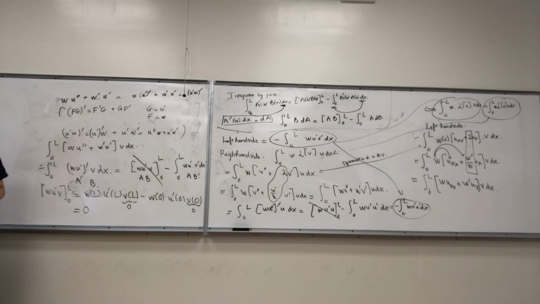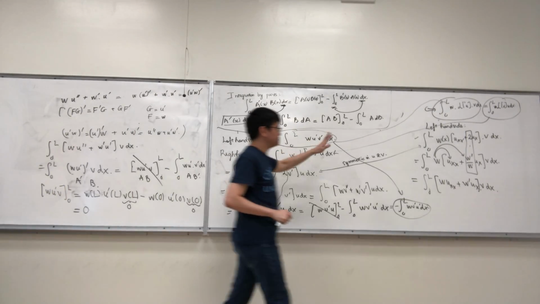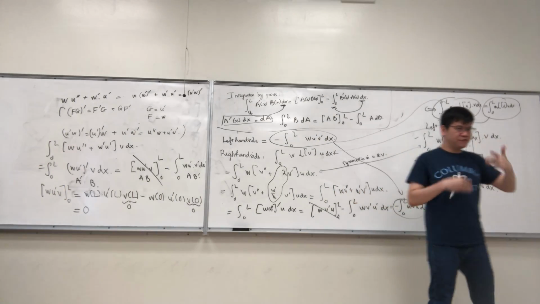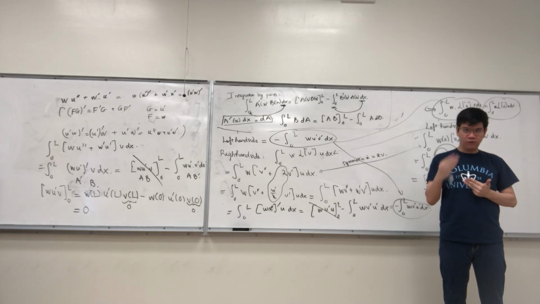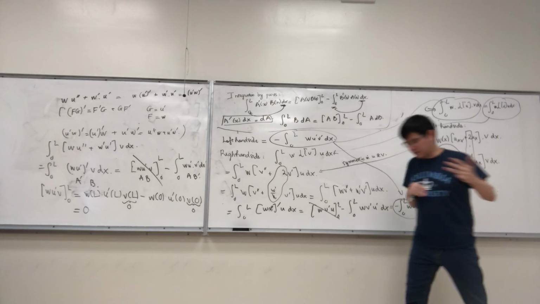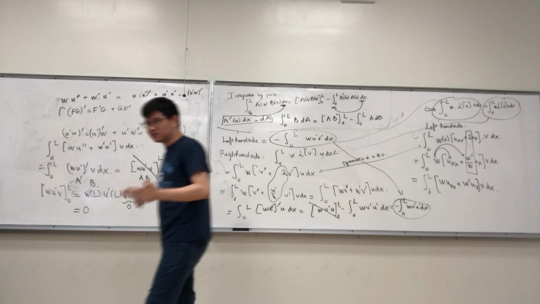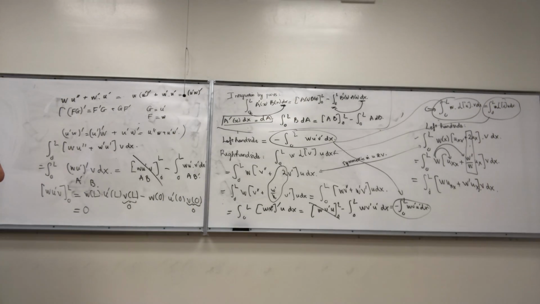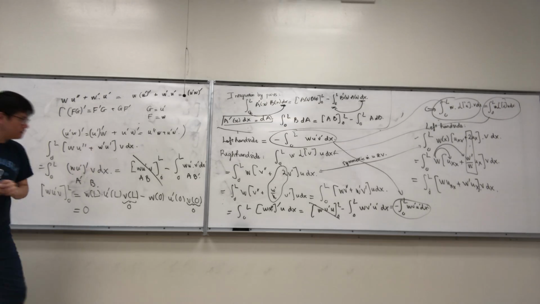All right, and so this is good because this shows you that with this weight you have a self-adjoint operator, and this is because of that the eigenvalues, the eigenfunctions are orthogonal, right?